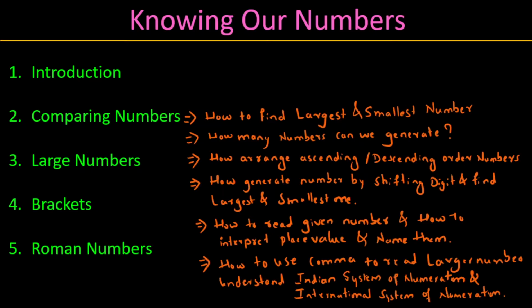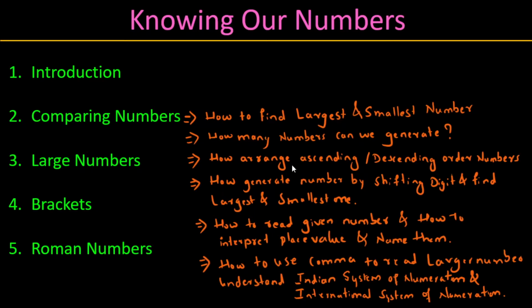So far under comparing numbers we learned several things, like how to find the largest number and how many numbers we can generate by using the shifting method. Using all these techniques we understood how to arrange the numbers in ascending and descending order, and also how to write the numbers in terms of words.